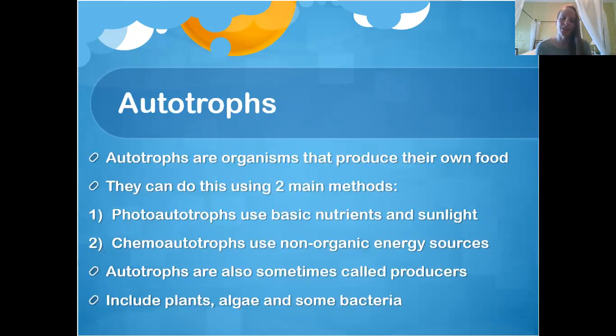An autotroph is any organism that produces its own food, and there are two different methods of doing this. The first is the photoautotrophs, which essentially use sunlight and nutrients out of the soil in order to get their energy. And then the second is chemoautotrophs, which use non-organic energy sources. Autotrophs, both photoautotrophs and chemoautotrophs, are sometimes just called producers because they produce their own energy. It includes things like plants, algae, and some bacteria.